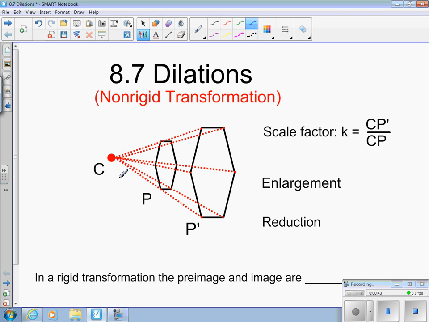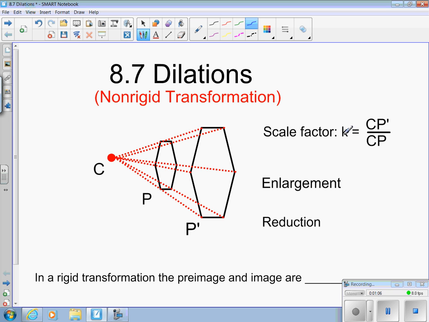Oftentimes you can think about, like, if this was a light source and you put something in front of it, the shadow would be kind of a form of a dilation. Or, something you talk about is your eyes dilating, the pupils getting bigger and smaller.